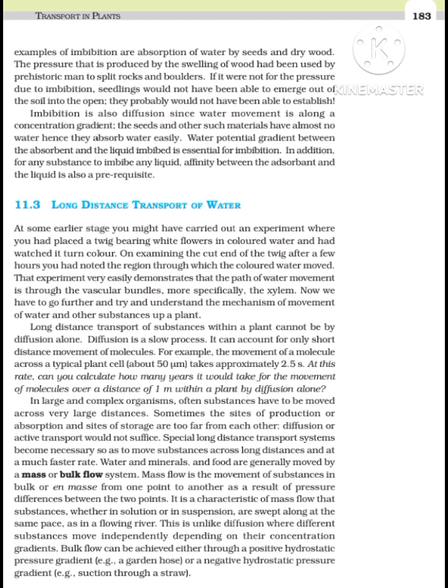Mass flow is the movement of substances in bulk or en masse from one point to another as a result of pressure differences between the 2 points. It is a characteristic of mass flow that substances, whether in solution or in suspension, are swept along at the same pace, as in a flowing river. This is unlike diffusion where different substances move independently depending on their concentration gradients. Bulk flow can be achieved either through a positive hydrostatic pressure gradient, example a garden hose, or a negative hydrostatic pressure gradient, example suction through a straw.